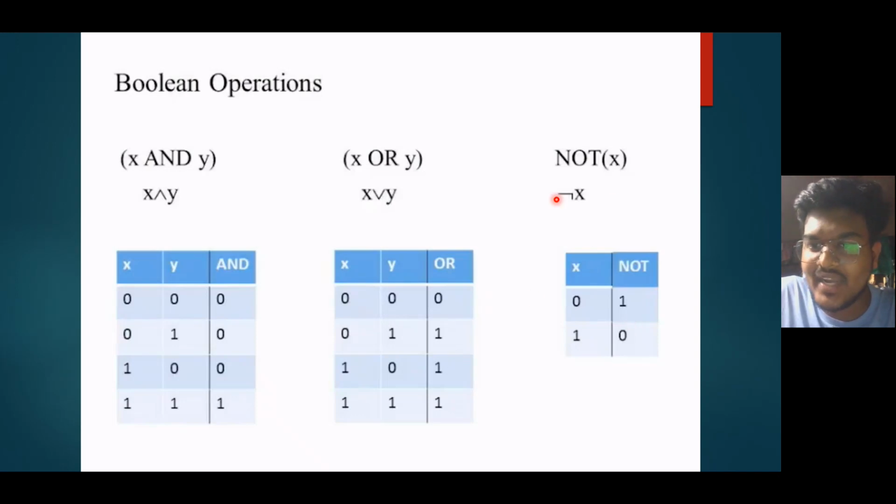And finally, the NOT gate. The NOT gate is an inverse gate. It helps us invert the data being input into the gate. So for example, if the input is 0, then the output will be 1. And if the input is 1, then the output will be 0.